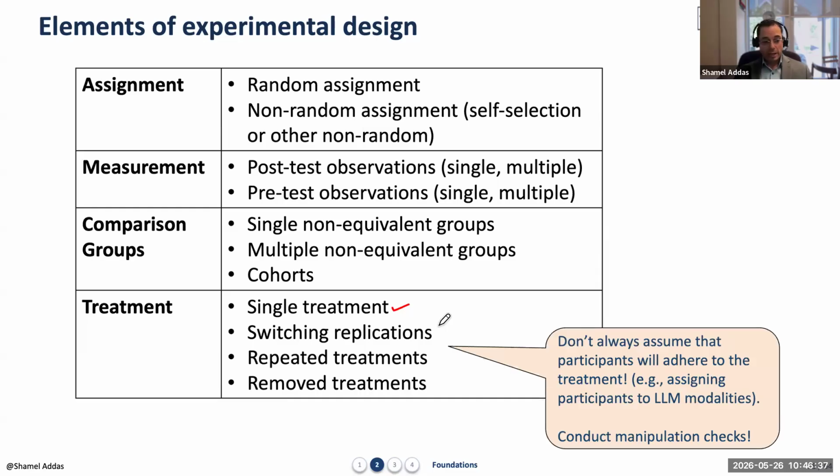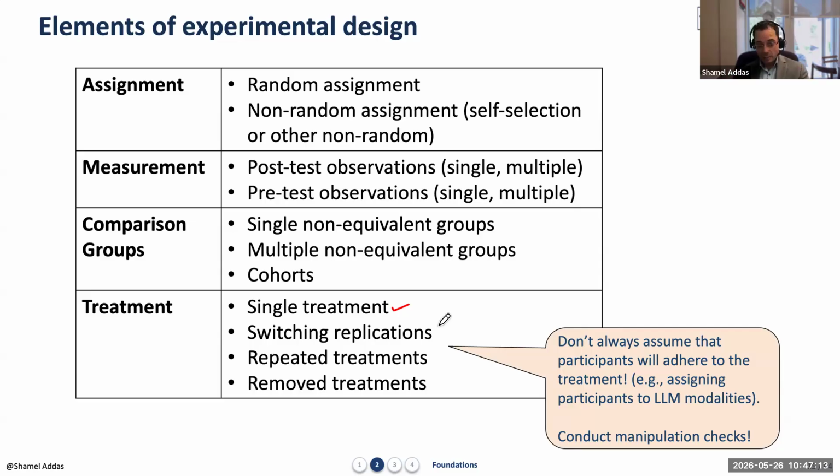All right. Now, a key thing when you're designing your treatment is don't always assume that the participants will listen and adhere to the treatment, right? For example, we faced that problem when we did the Gen AI study, where we assigned people to different groups. Some groups could use the generative AI assistant in one way, one modality, like to write the entire article or to provide only feedback on the article and so on. We have to make sure that people actually adhere to that condition, okay?